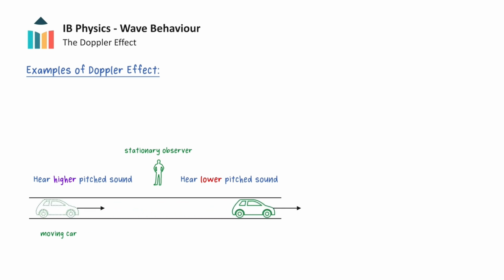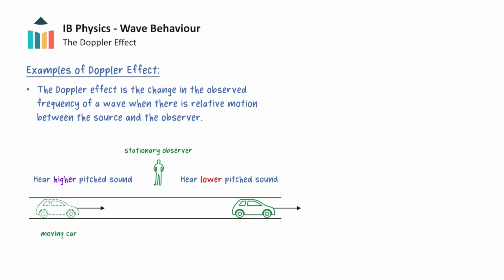This is an example of the Doppler effect, which is the phenomenon that is observed when there is relative motion between a source and an observer. The observer will perceive a different frequency from that emitted by the source.